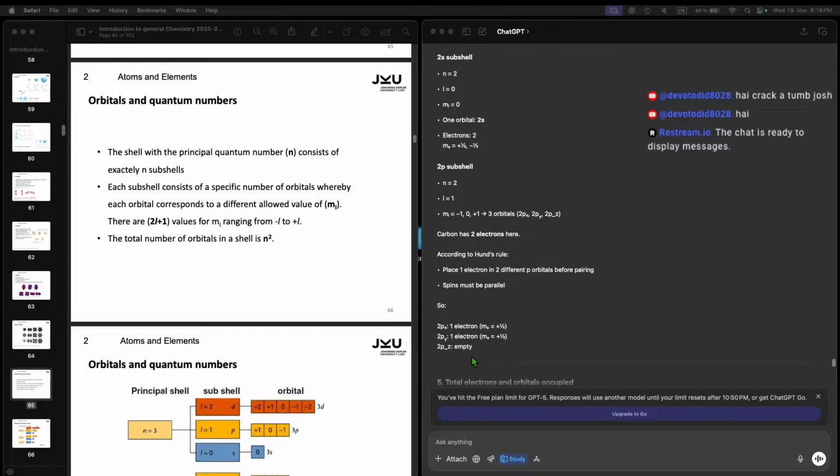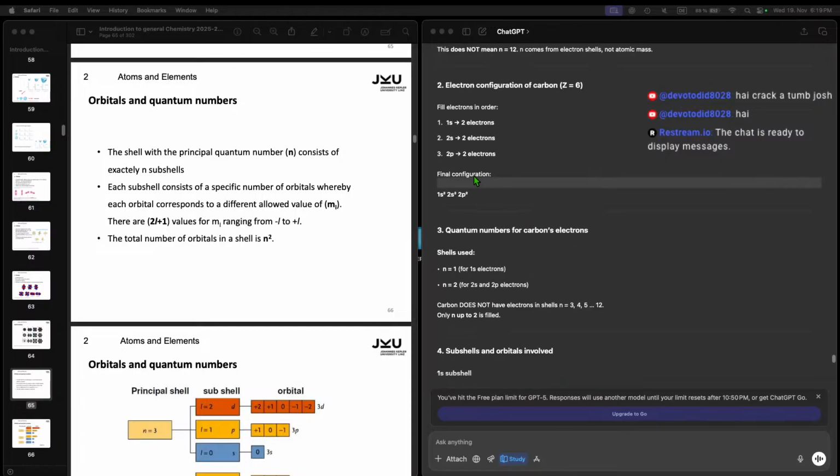Why is this empty? Oh, 2p has the potential to take in 6 electrons, but only 2 is filled up.